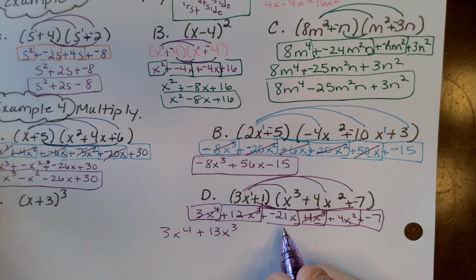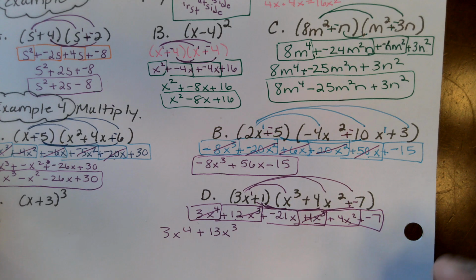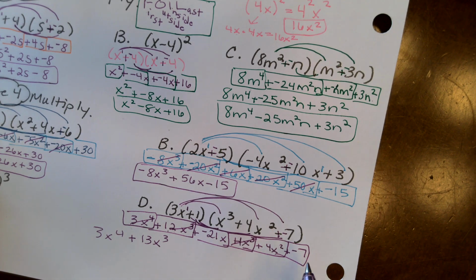And then we have an, oh dear, I screwed something up. Something is wrong. Let me see. That's 3x to the fourth, that's to the third, that's x. That's to the third, that's to the second, and that's, oh no, I didn't.